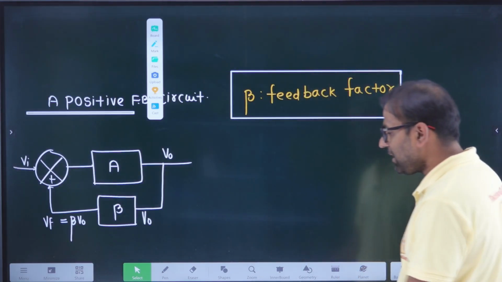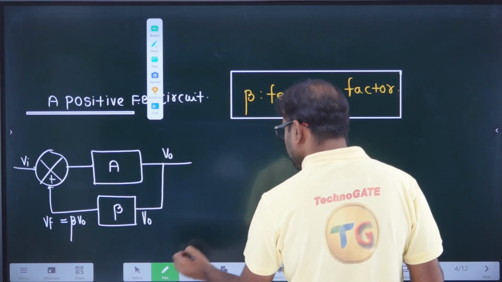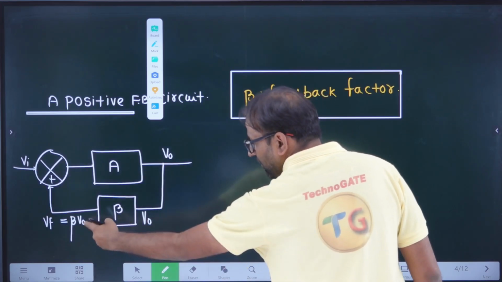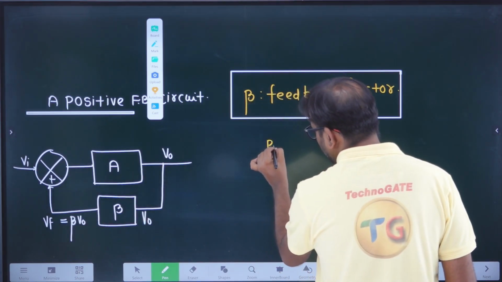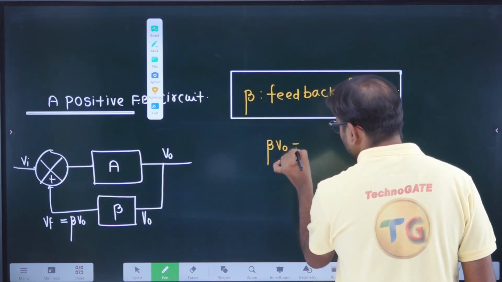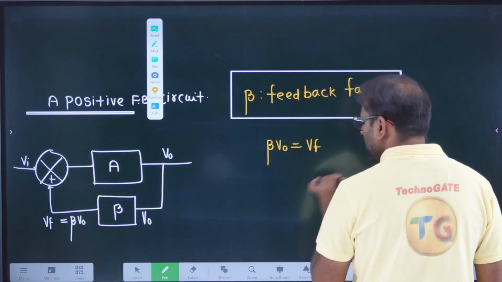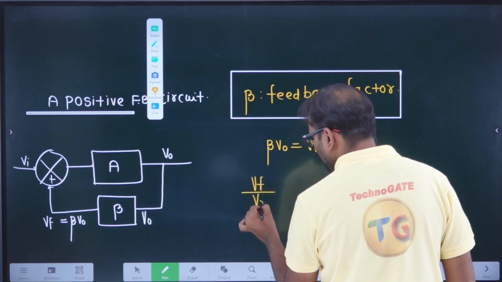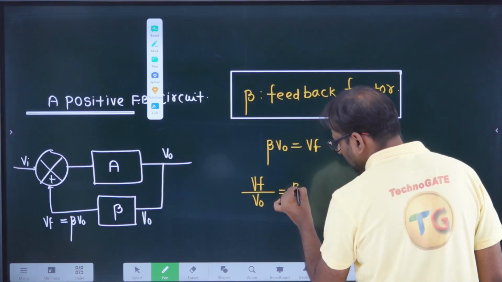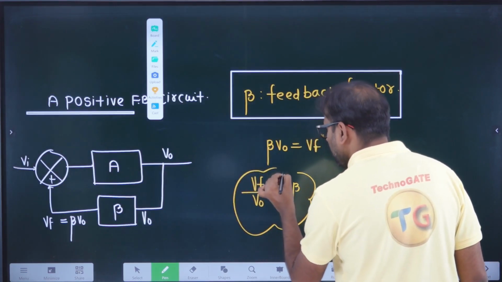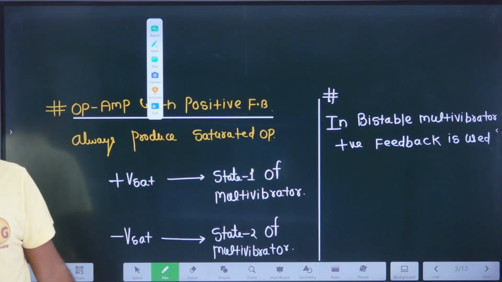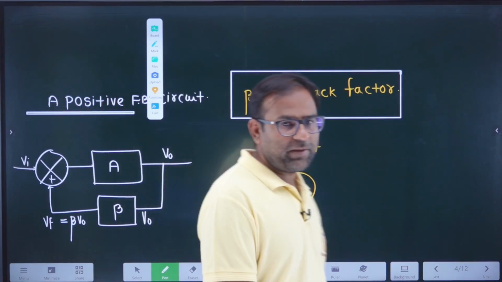And how do you define the feedback factor from the circuit? The idea is very simple. Beta into V out is known as VF. So which ratio? VF divided by V out ratio is known as beta, and this beta is nothing but a feedback factor.